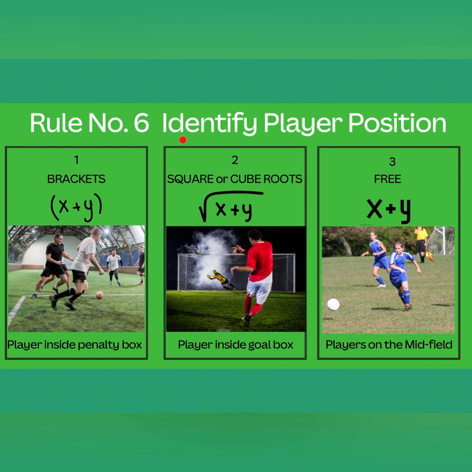Rule number 6, identify player position. Here's another way of imagining or visualizing the 3 positions on the soccer field. For brackets, players inside the brackets, these players are seen as inside the penalty box. Number 2, for square or cube roots, the players under the square cube roots, these players are in the goal box or that smaller box by the goal posts. Position 3, where the players don't have brackets or roots surrounding them, the players are on the midfield, so on the larger area, which is the midfield.